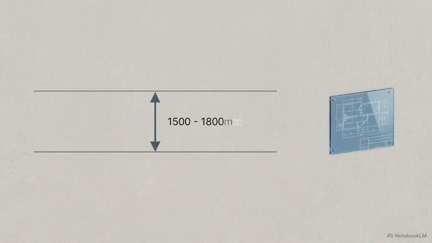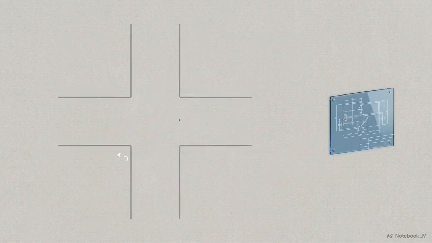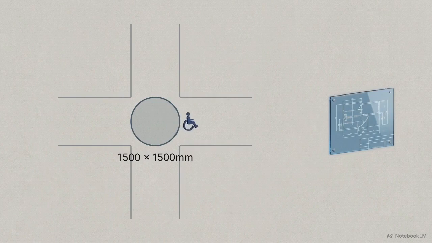To translate the legal framework into a practical environment, we start with the physical container. This render shows the exact dimensional requirements for accessible corridors. They require a width of 1,500 to 1,800 millimeters to allow frictionless, two-way wheelchair flow. At intersections, independent mobility requires a minimum 1,500 by 1,500 millimeter turning radius.